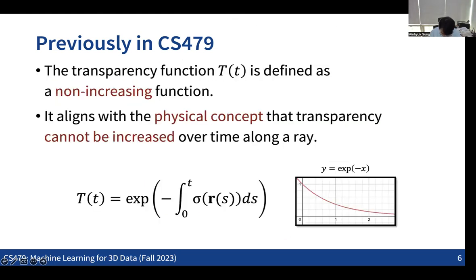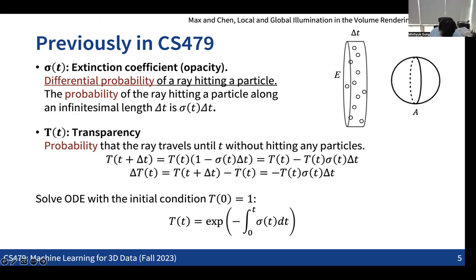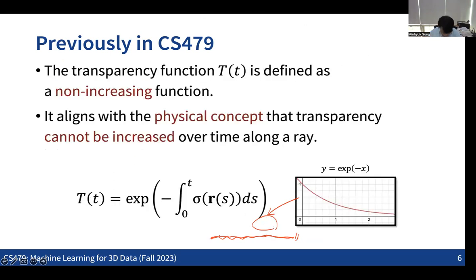One important thing is that this transparency function is a non-increasing function, right? If we see the definition of the transparency in the previous slide, it takes the integral of a non-negative value, which is the opacity, and takes the minus of the exponential. So this becomes a non-increasing function. As you go further and further, the transparency never increases. It can be the same or it can decrease. And it makes sense, because as we go further, the probability that the ray will travel until that point cannot increase. So this follows the physical concept that the transparency is a non-increasing function.